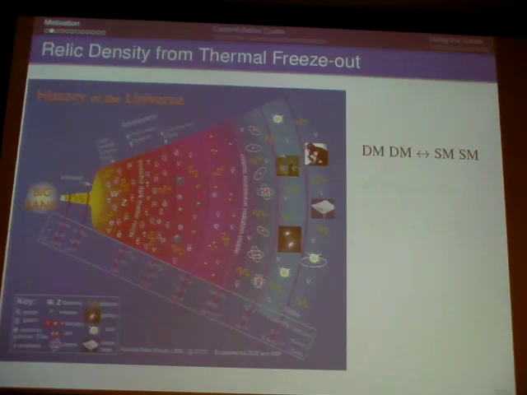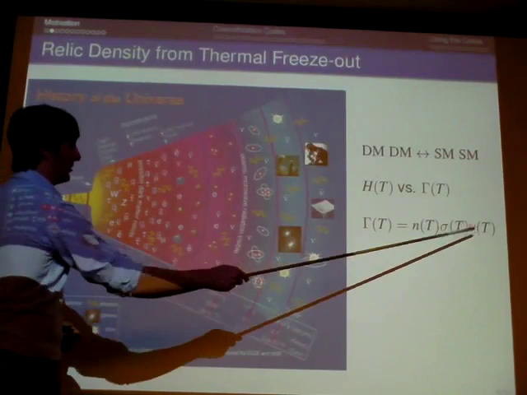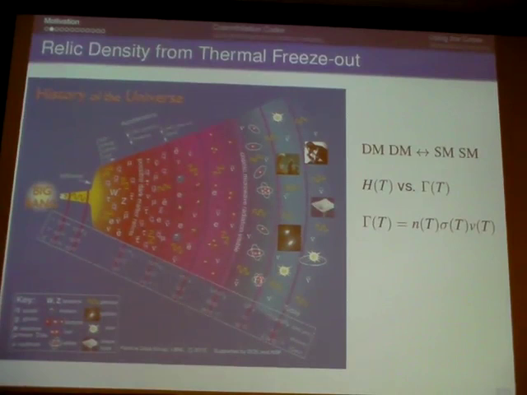The key to understanding the freeze-out is a competition between the Hubble expansion of the universe, this H as a function of temperature, versus the annihilation rate, which is also a function of temperature. The annihilation rate of this process is given by the product of the number density times the cross-section times the velocity. The equilibrium number density of these particles falls exponentially as the temperature reduces, as time goes on, so this is a quickly reducing number. The cross-section, on dimensional analysis grounds, also reduces as time goes on, and the velocity reduces. As the temperature falls, the velocity of these particles slows down.